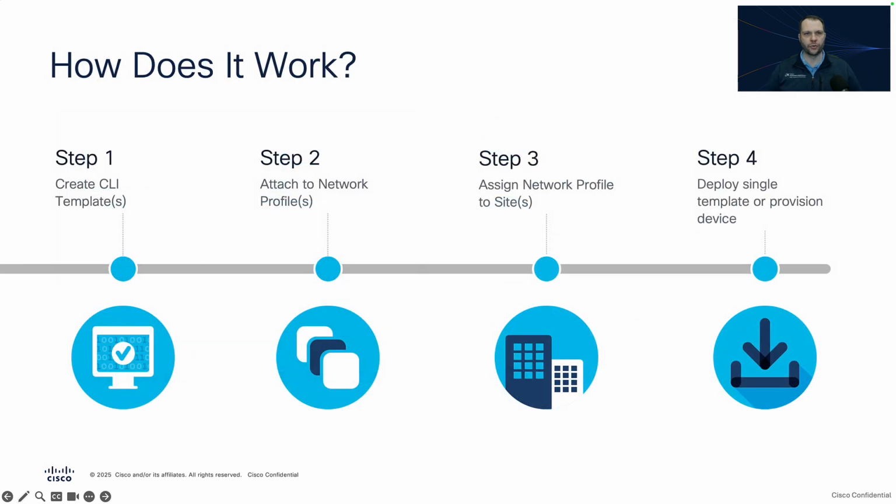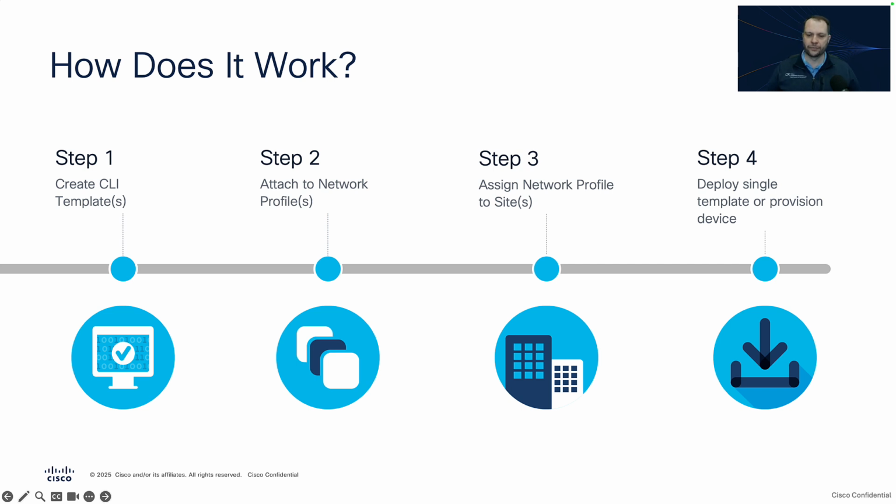So how does this whole process work? Well, it takes 4 major steps in order to create a configuration template and then deploy it to a device. So the first step is obviously creating your template using the templating language of your choice. Once you've created that template and validated that it's actually going to work, you would then attach it to a network profile. And so network profiles cover classes of devices like switches or routers or wireless LAN controllers. The next step is that we take this network profile and we assign it to one or more sites in the site hierarchy in Catalyst Center.